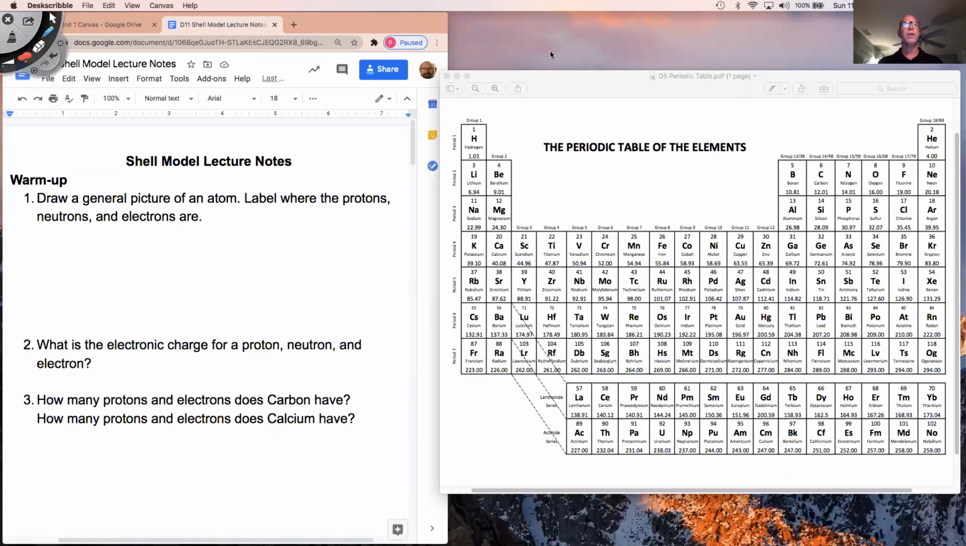So what we're going to be working on today is the shell model of an atom. Okay, so what exactly is that? Well, we've started working on the shell model, but you just don't realize it. So we're going to do a quick review of what an atom is, where the protons, neutrons, and subatomic particles are located, and how to tell how many there are. And then we're going to get into drawing the shell model.